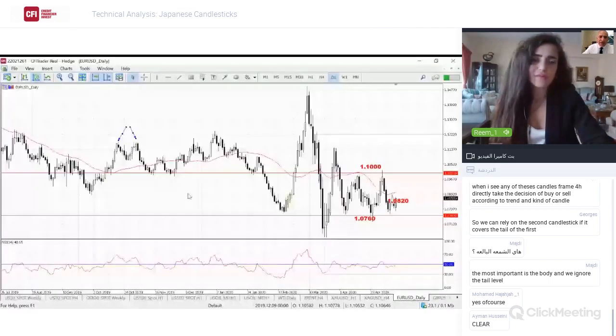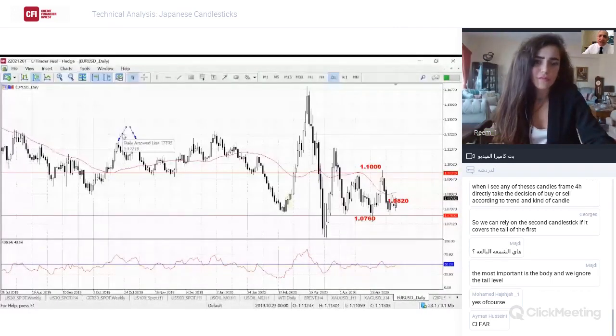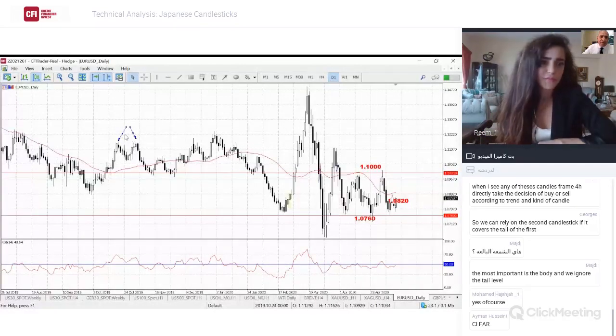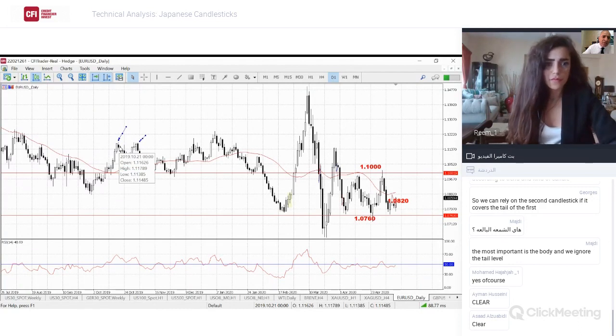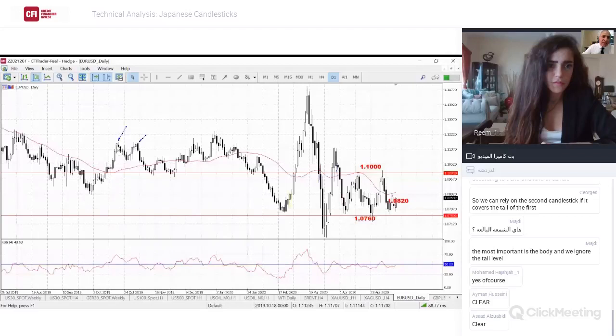As I said, we have here an example for the euro daily chart. We have two examples here, bearish harami and bearish engulfing. See the difference between them. It is a good example to understand the difference between the bearish harami and the bearish engulfing. The bearish harami consists of two candlesticks. The black candlestick has an open and close price within the open and the close of the first white candlestick.